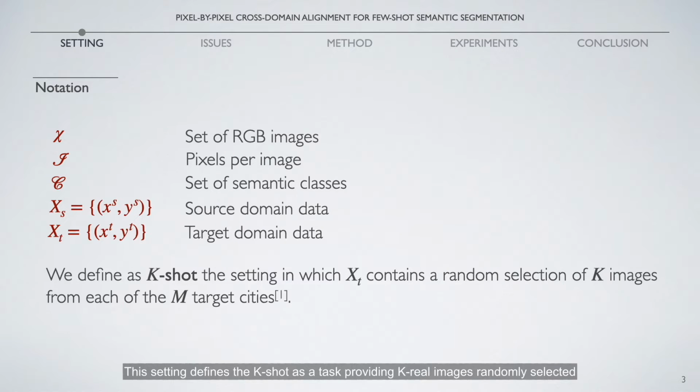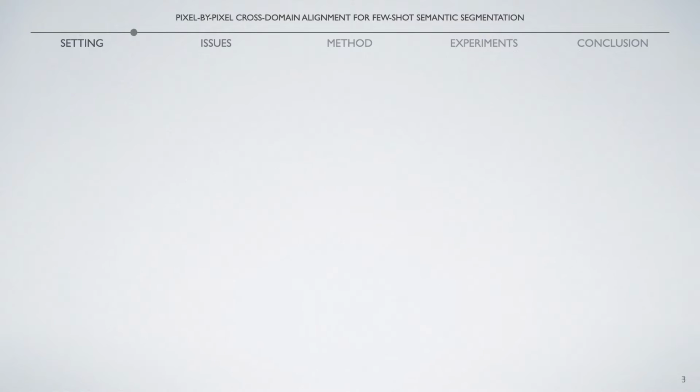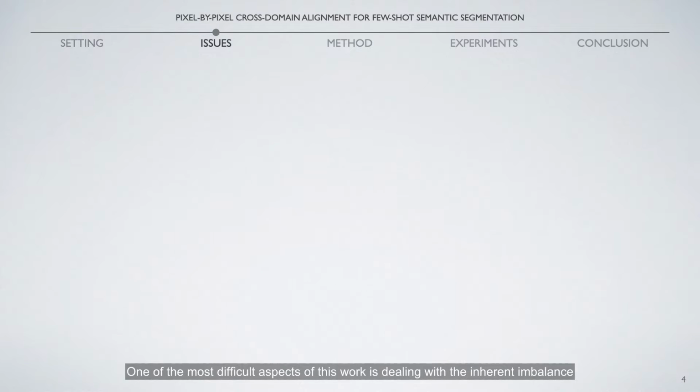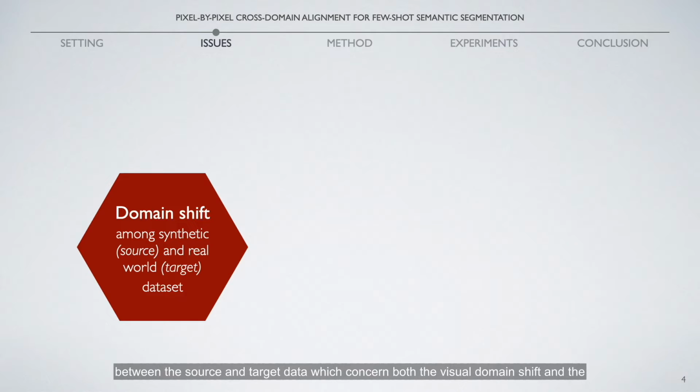This setting defines k-shot as a task providing k real images randomly selected for each of the m cities of the target dataset. One of the most difficult aspects of this work is dealing with the inherent imbalance between source and target data, which concerns both the visual domain shift and the cardinality of data. This issue is even more complicated by the intrinsic pixel-wise imbalance among semantic classes.